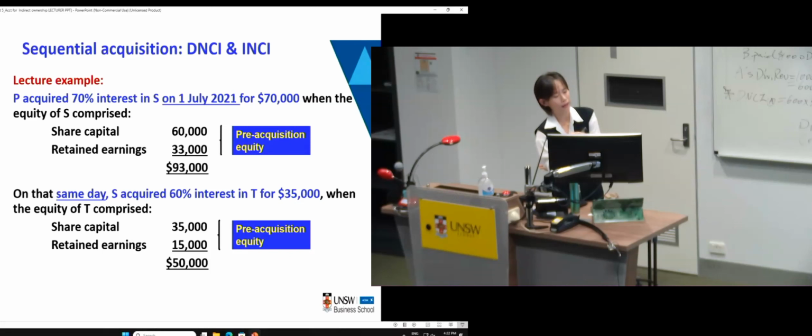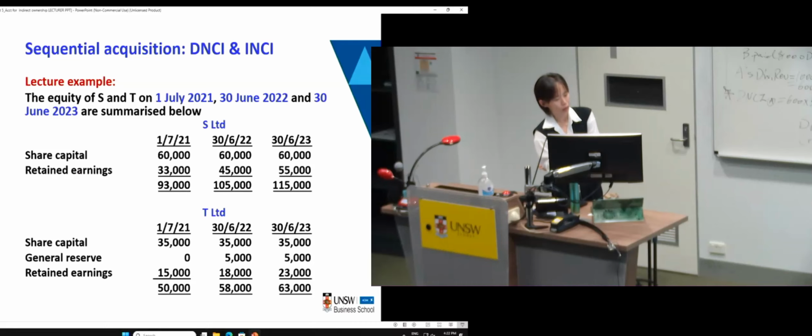Moving on to the next slide, you will find the equity balance of S and T on acquisition day, at the beginning of the current year, and the current year end balance. The current financial year ended on 30 June 23. You are going to prepare the worksheet entries on that day as well. So you have the acquisition day balance, the beginning of current year, and the current year ending balance.